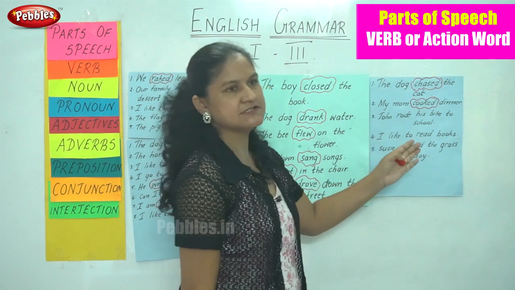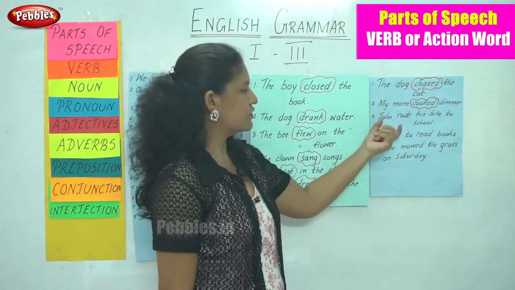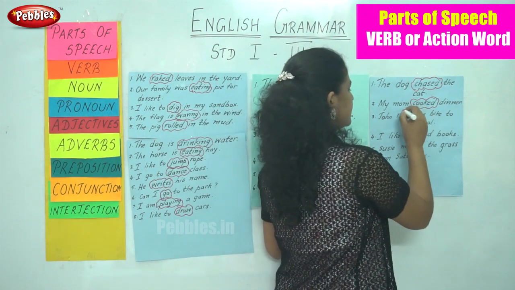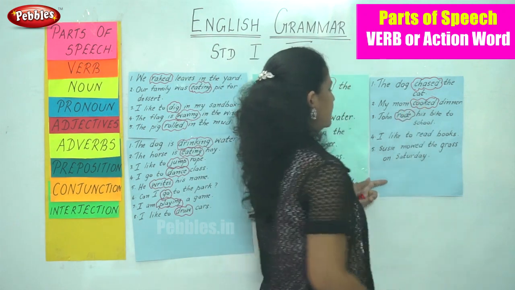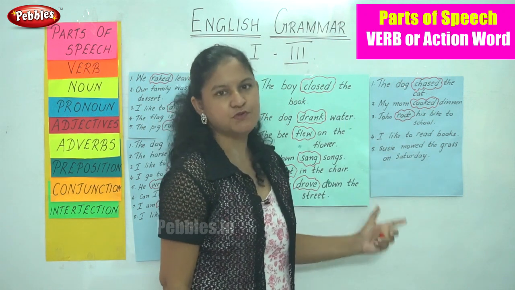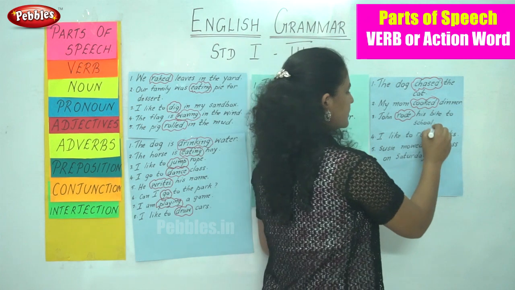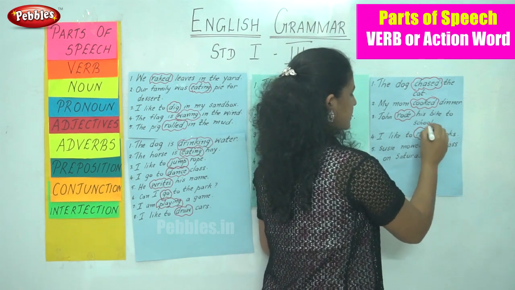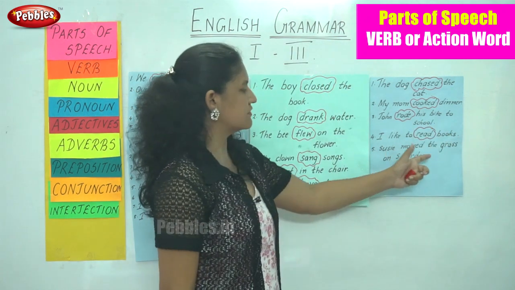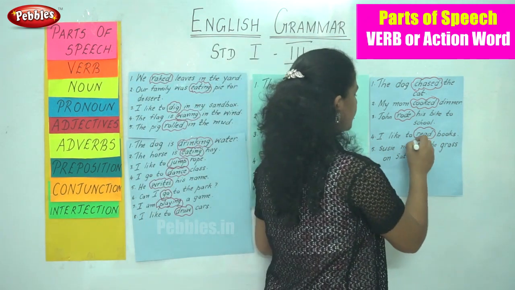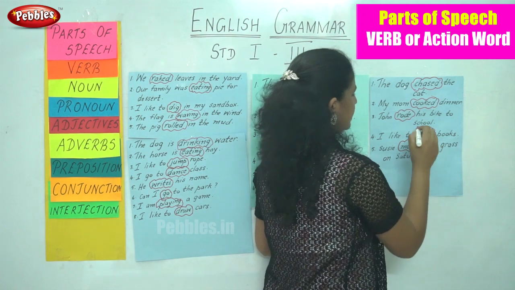John rode his bike to school. So rode is the action done by John. So it is the verb. I like to read books. So what is the action? The word read. And Susie mowed the grass on Saturday. So mowed becomes the verb or the action word.